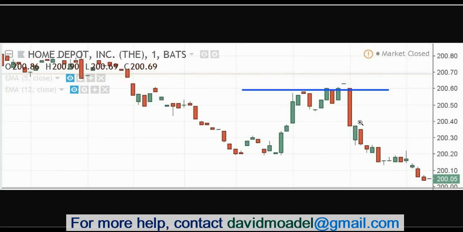And when I see that, I could possibly take a short position, although you want to be very careful with short positions, because if you're wrong about your short position, you could incur a very heavy loss. So please be careful with short positions. So that's an example of a false breakout.